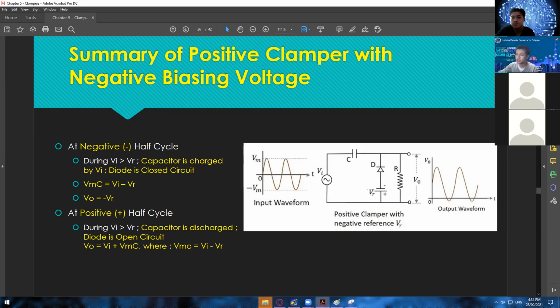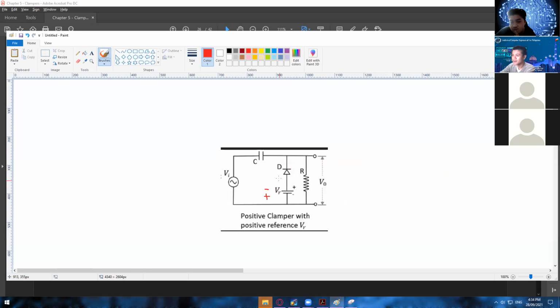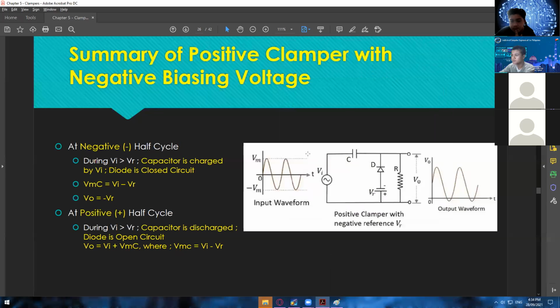And then again, as usual, the same everything. I will start with negative half cycle because we wanted to charge this capacitor first. So during VI is greater than VR, capacitor is charged by VI. So diode is a closed circuit. So in here we have VMC is equal to VI minus VR. So how did that happen? So ito kasi, oops, kunin ko na lang to para mas malinis.